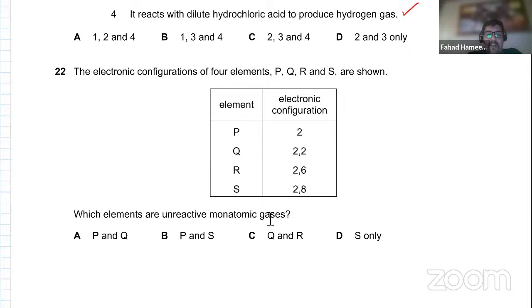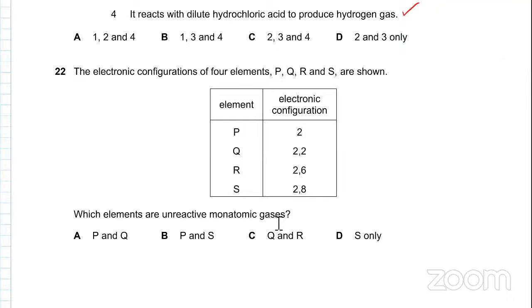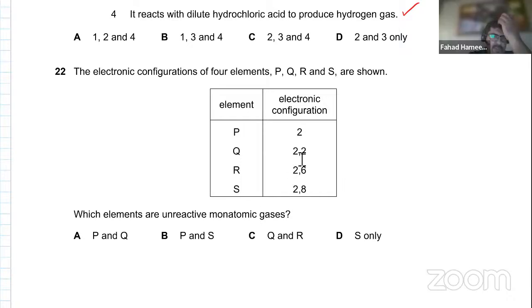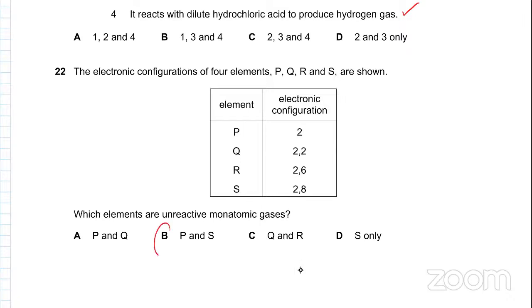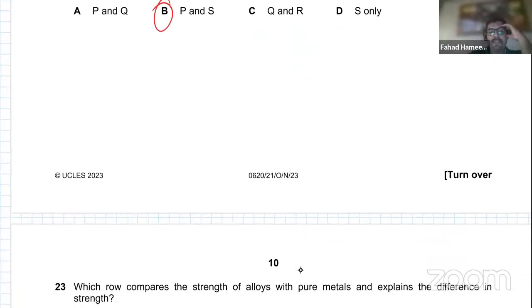Next one: electronic configurations of 4 elements are shown. Which elements are unreactive monatomic gases? Easy. Which ones? P and Q. Q is not. S. Yeah, P and S. P and S. Okay, next one.